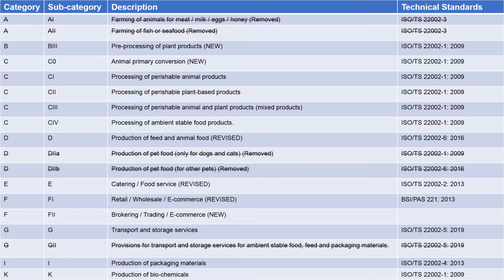So they have revised that so that it can align to the ISO 22003 Part 1 of 2022 that shows the categories which the ISO 22000 standard is applicable to. So they've removed the farming category, category A1, farming of animals for meat, milk, eggs, honey, which has been completely removed, as well as subcategory A2, which relates to the farming of fish and seafood. So all the farming categories or subcategories have been removed, which makes ISO 22002 Part 3 a redundant standard for the FSSC 22000 scheme.